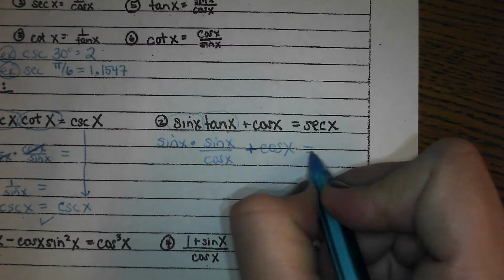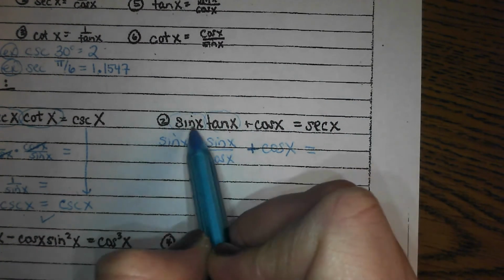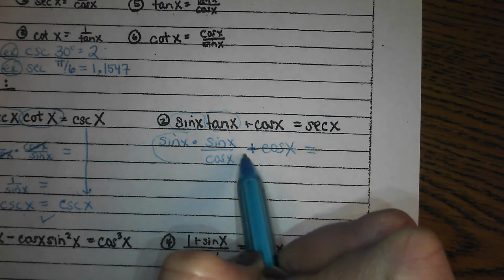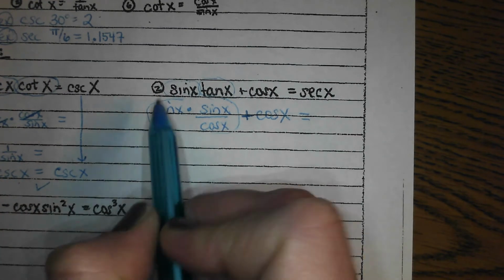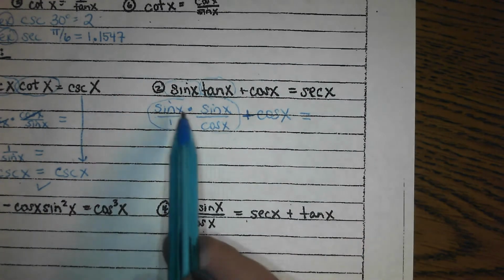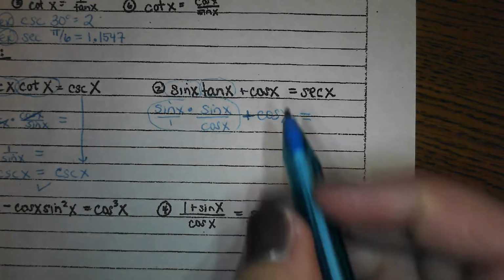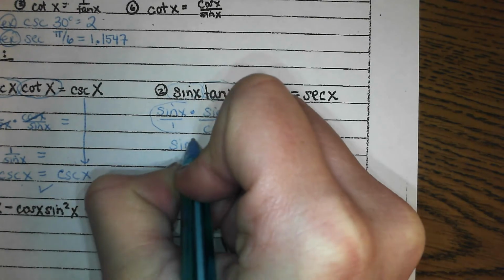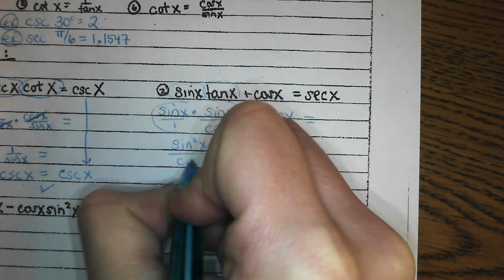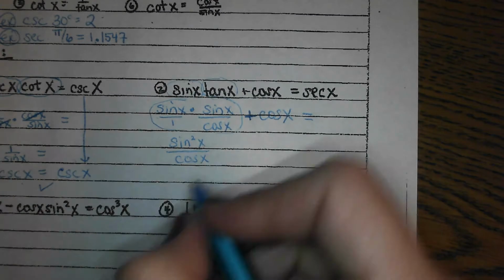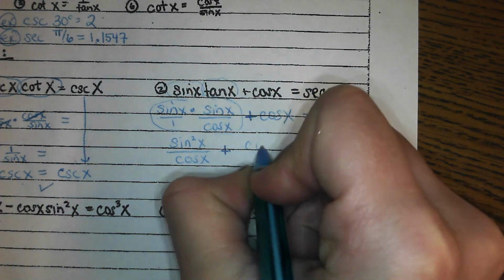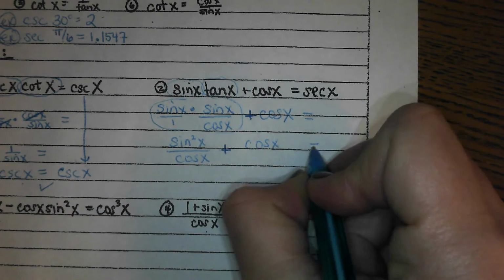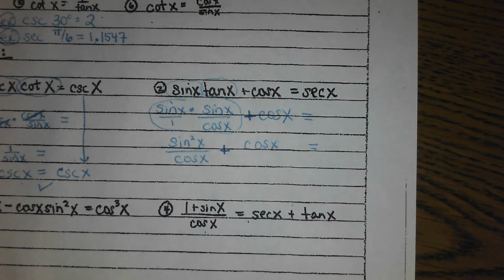For now. Okay. And then order of operations says we would have to do multiplication first, right? So sine x is technically over what? 1. And so sine x times sine x up top is going to be sine squared over cosine x plus cosine x. Then order of operations would say add these together.